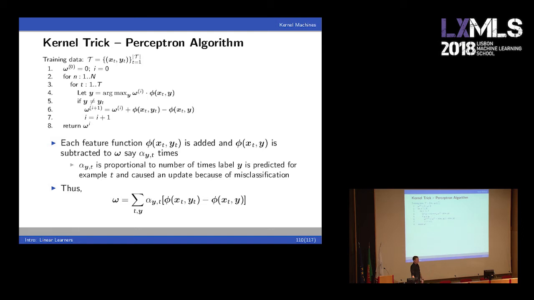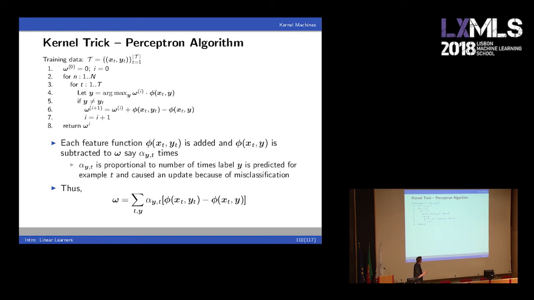So let's do it for the perceptron. How can we kernelize the perceptron? So this is our standard perceptron algorithm, right? This is the update. Go in the direction of the gradient of the gold standard and away from the gradient of the prediction.